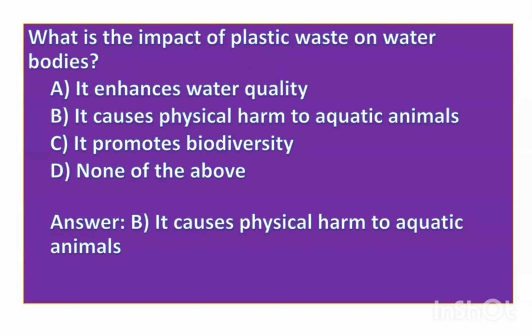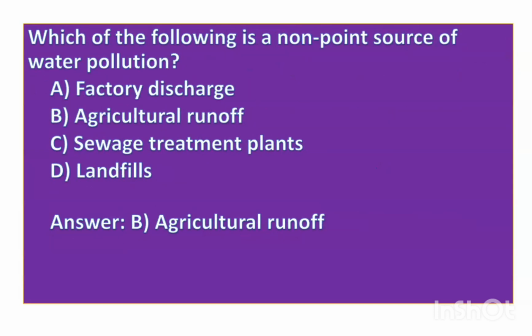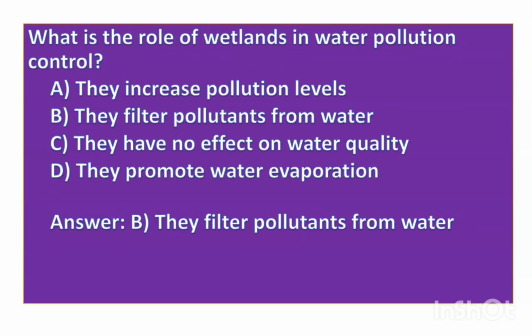What is the impact of plastic waste on water bodies? Options: it enhances water quality, it causes physical harm to aquatic animals, it promotes biodiversity, none of the above. Answer: it causes physical harm to aquatic animals. Which of the following is a non-point source of water pollution? Options: factory discharge, agricultural runoff, sewage treatment plants, landfills. Answer: agricultural runoff.